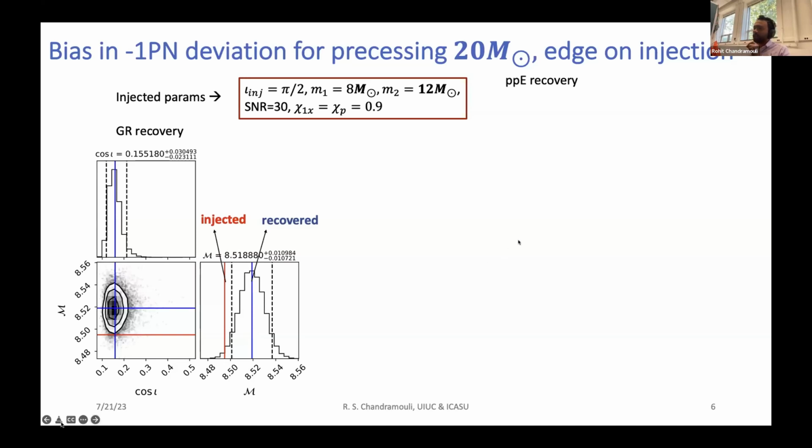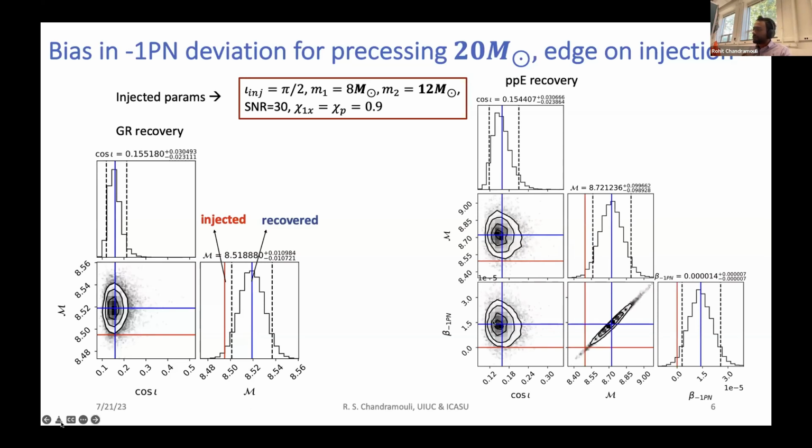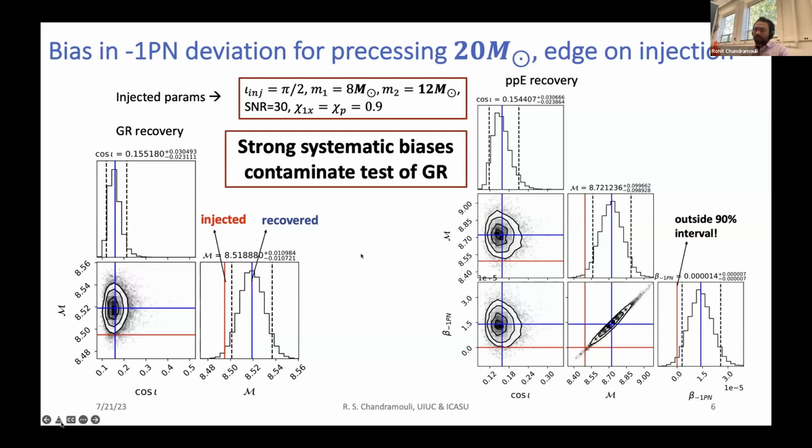So let's see what happens if you now recover with IMRPhenomD plus PPE. Here again, we are recovering for a -1 PN deviation. Because the PPE parameter is strongly correlated with chirp mass, the PPE recovery is significantly biased. Because we are assuming GR, the injected value is 0, and 0 lies outside the 90% credible intervals of the marginalized -1 PN deviation. So this is a case of strong systematic bias, and such a bias can contaminate your test of GR. This is one of our main results.